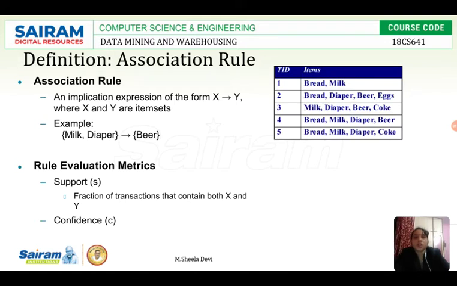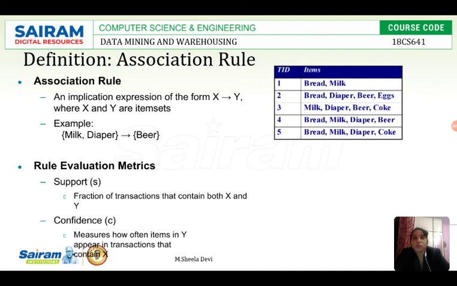Then confidence. What is confidence? It measures how often the items in Y appear in transactions that contain X. Whenever X is appearing, if Y is also appearing, that is called confidence. Clear? So support is how many times X and Y are occurring together divided by the number of transactions. Confidence is how many times Y is appearing in the transactions that contain X.